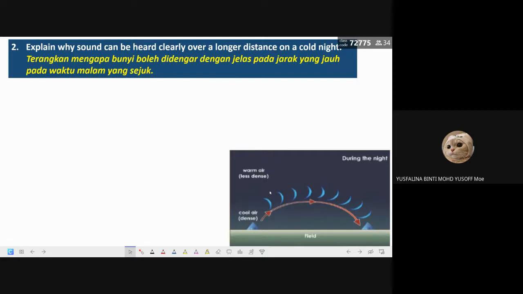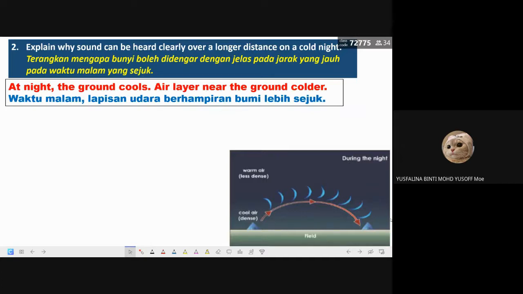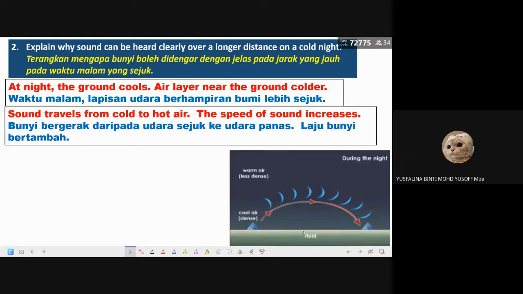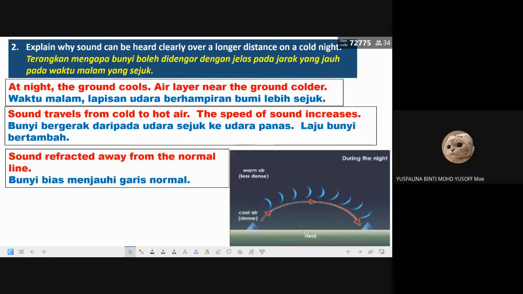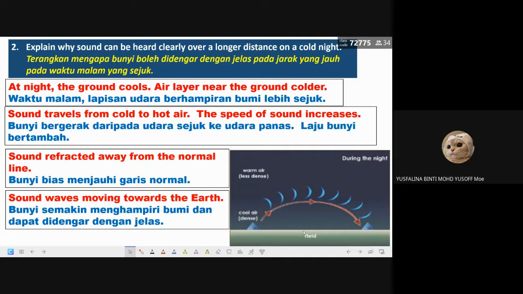Dense to less dense is refracted away from the normal. If refracted away, it will become like this. So that's why you can hear the sound clearly at night time. At night, the ground becomes cool, so the air layer near the ground becomes colder, and the sound travels from cold to hot air, so the speed of sound will increase. The sound will be refracted away from the normal line, and the sound wave will move towards the earth.